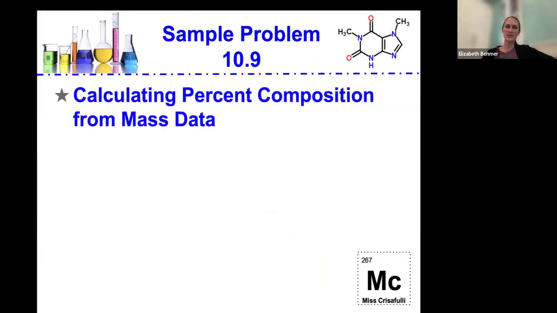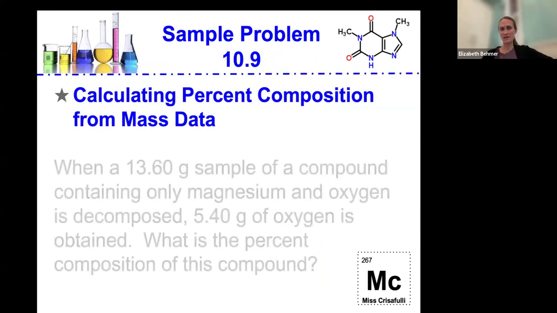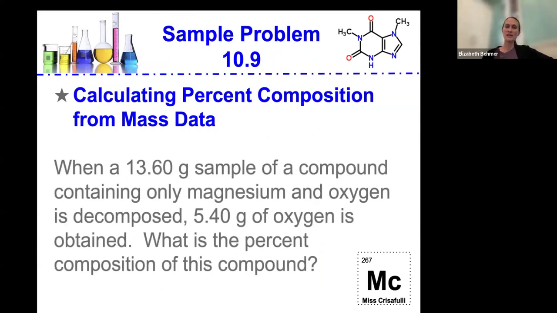So let's go through a sample problem where we will calculate percent composition from mass data. When a 13.6 gram sample of a compound containing only magnesium and oxygen is decomposed, 5.4 grams of oxygen is obtained. What is the percent composition of this compound?